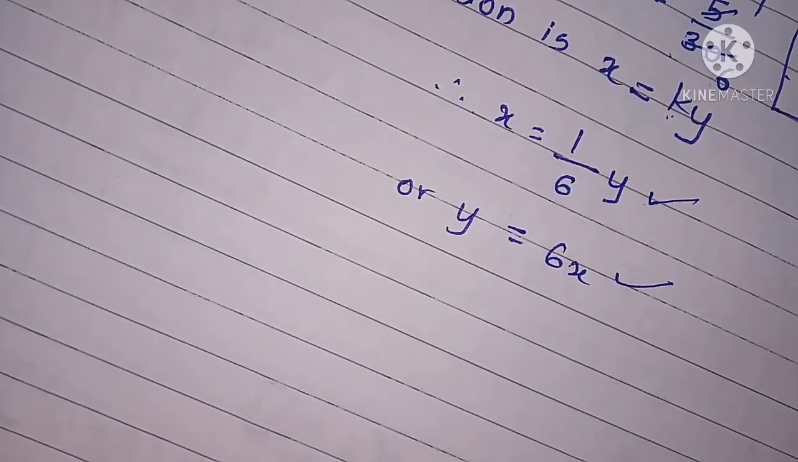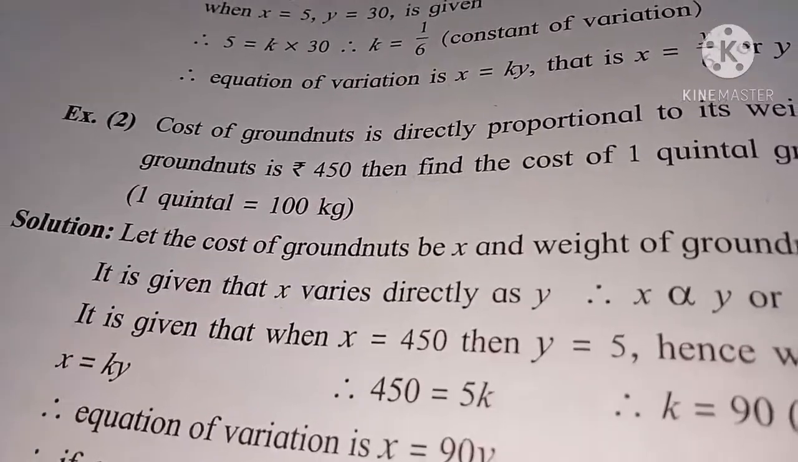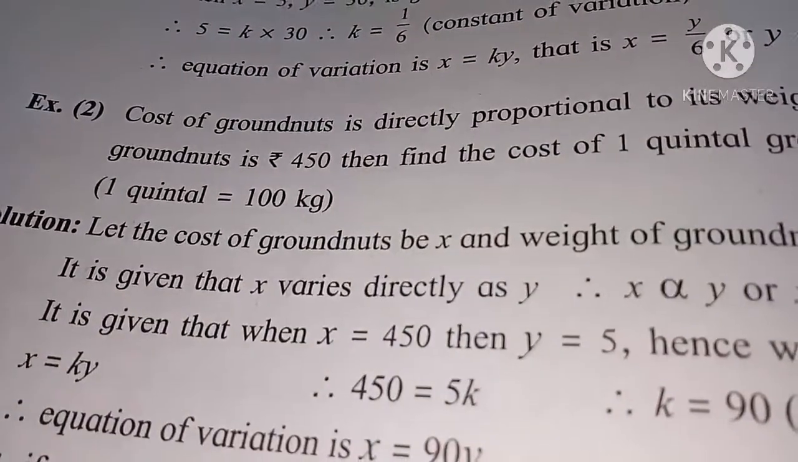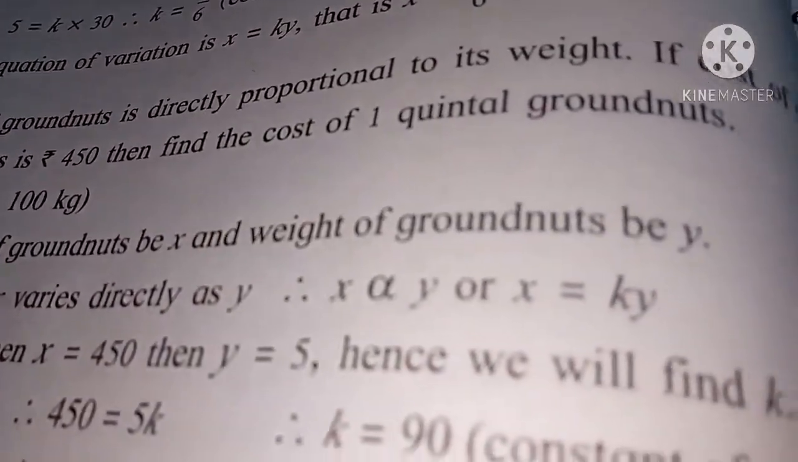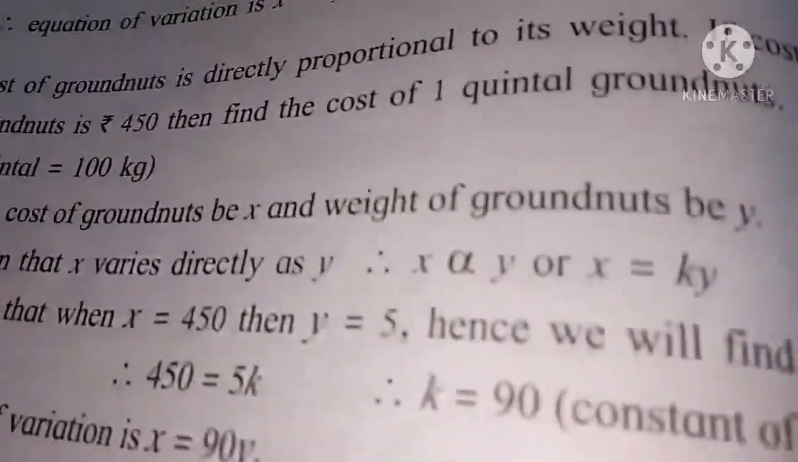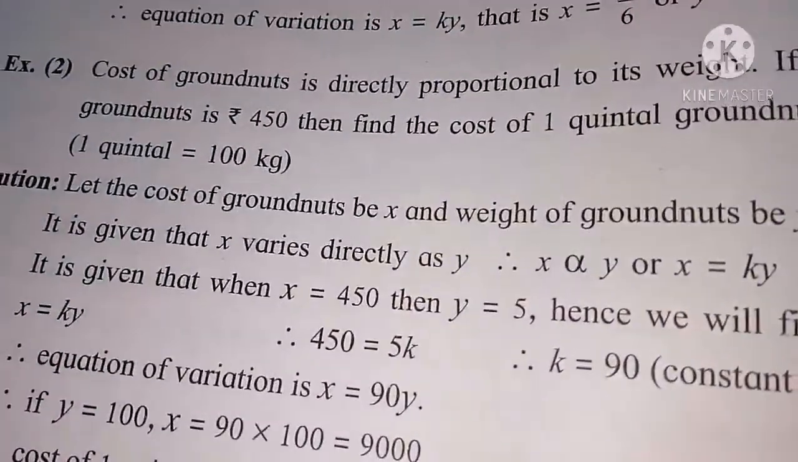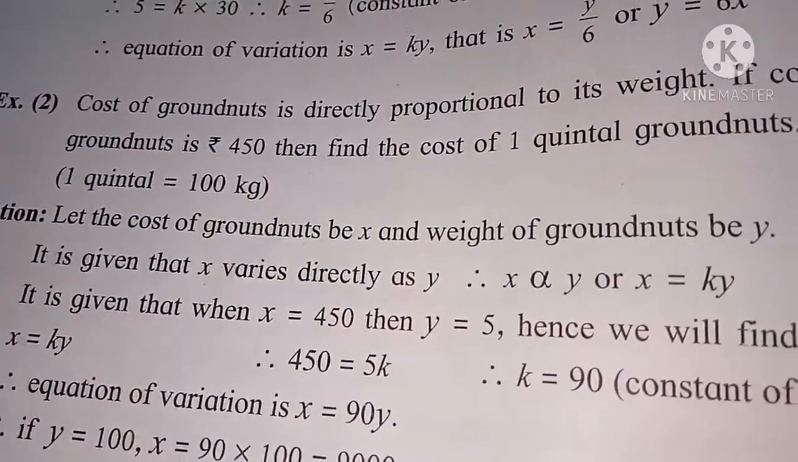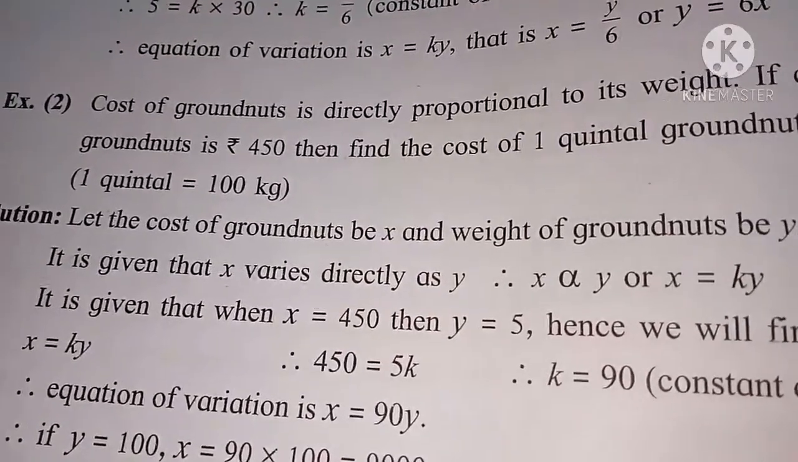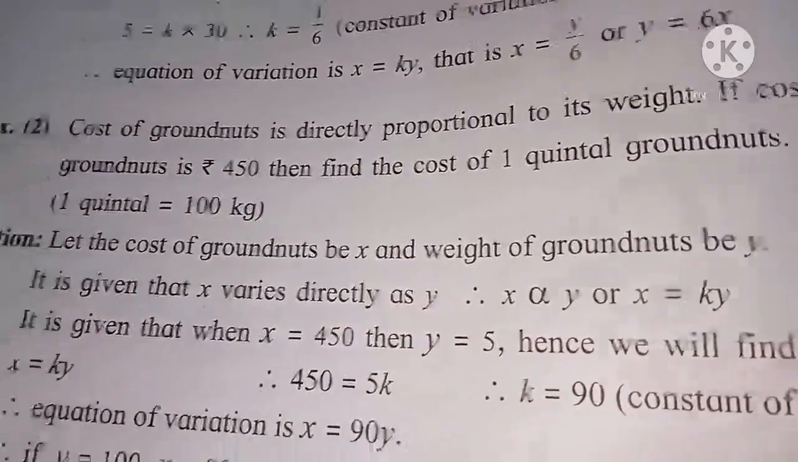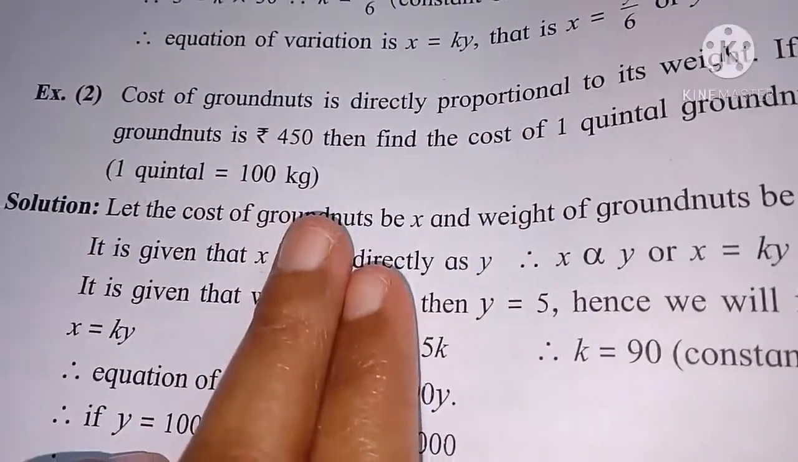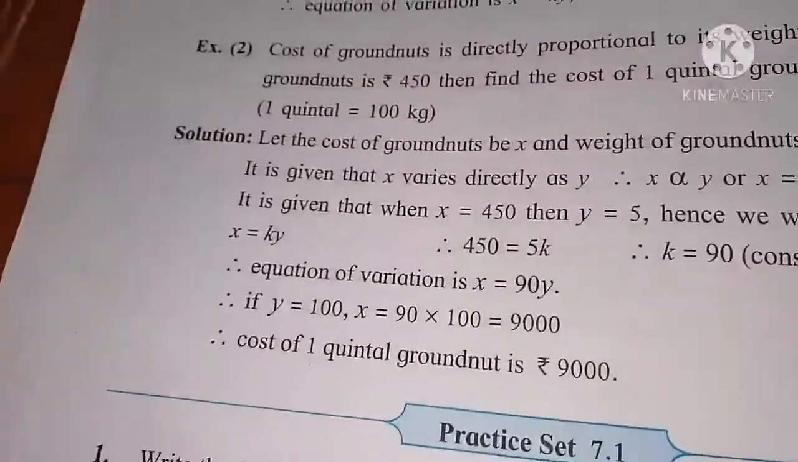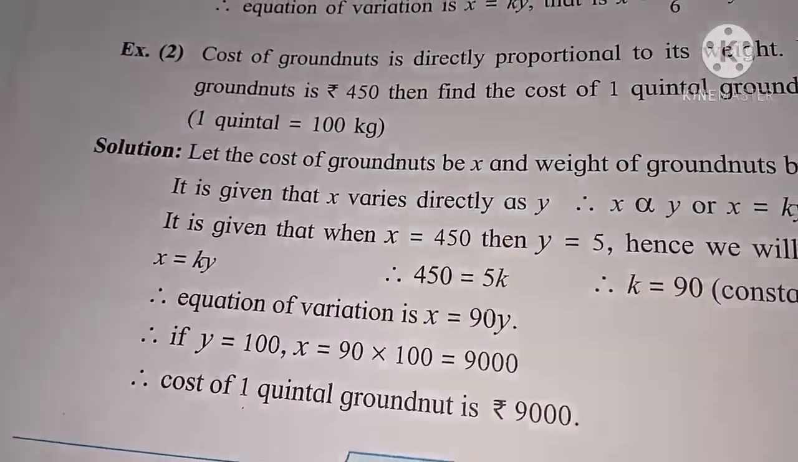Now see the second example. The cost of groundnuts is directly proportional to its weight. If the cost of 5 kg groundnut is rupees 450, then find the cost of 1 quintal of groundnuts. Here it is given that 1 quintal is equal to 100 kilogram. Let the cost of groundnuts be x and the weight of groundnuts be y.